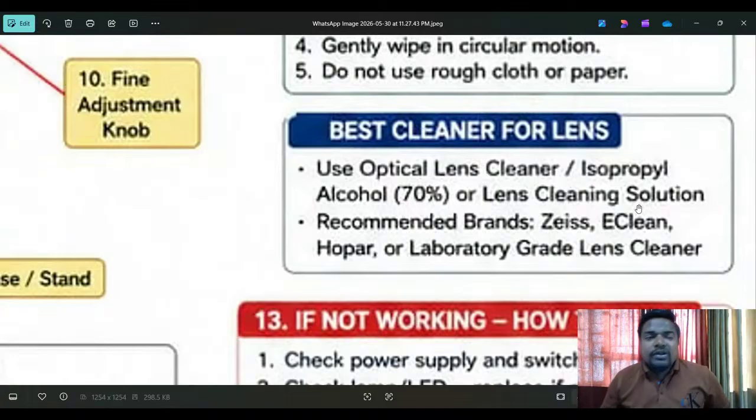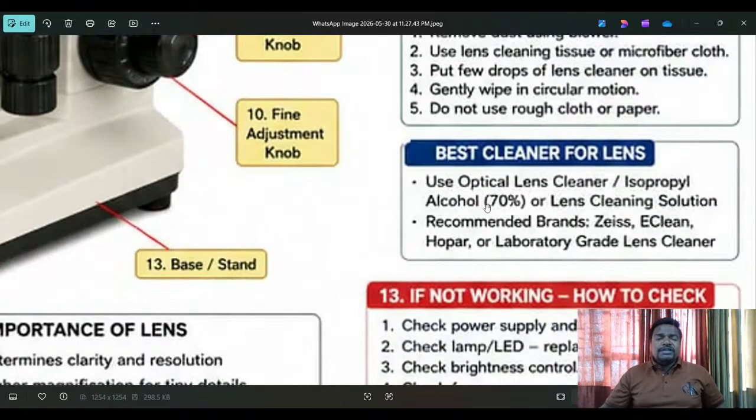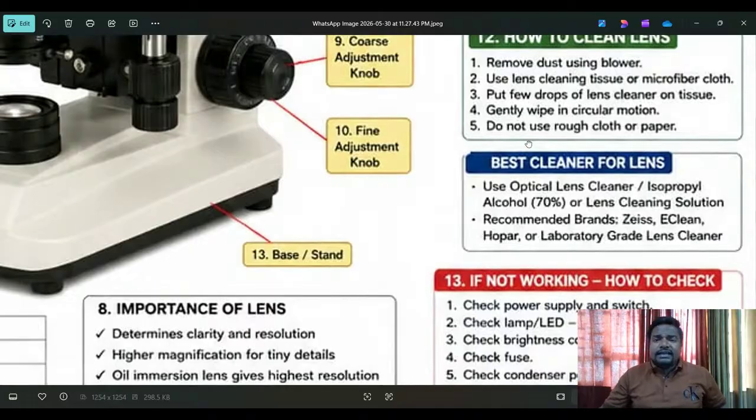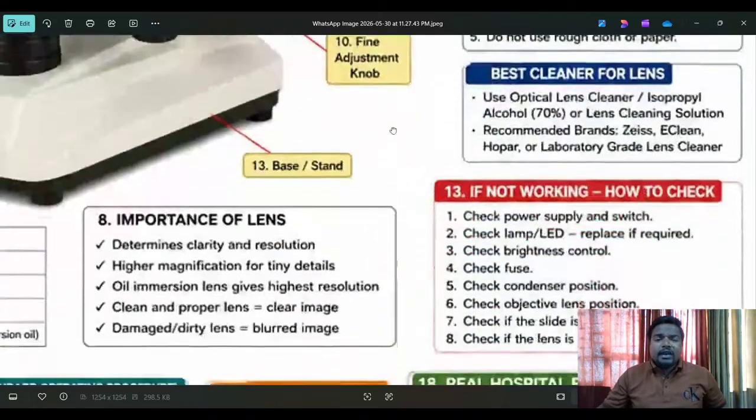Please keep a note of it, because mostly biomedical engineers ask, sir, which liquid is very important for microscope cleaning, sir? It is isopropyl alcohol 70% for lens and cleaning solution, and recommended brands are Zeiss, Eclean, and Hopper, or a laboratory grade lens cleaner. Okay, please note it down, it is very, very important. It is available in the local market also. You can get it anywhere. Okay, right. This is not expensive, and you can find it and get it. Now the 12th point is completed. I hope you got it.